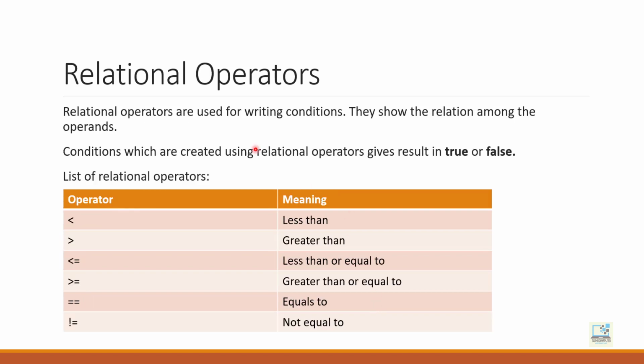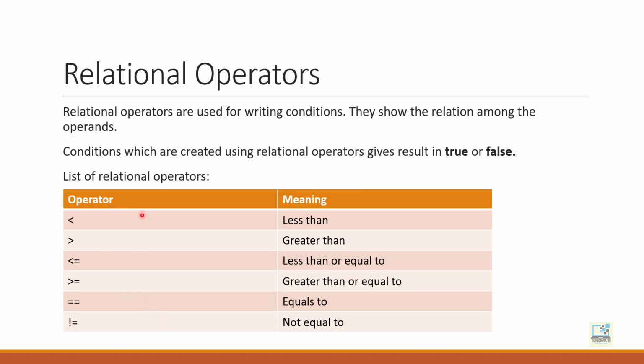Next is the relational operators. We know that relational operators are used for writing conditions. They show the relation among the operands. Conditions which are created using relational operators give the result true or false. So they don't give any numeric value, they give only true or false.